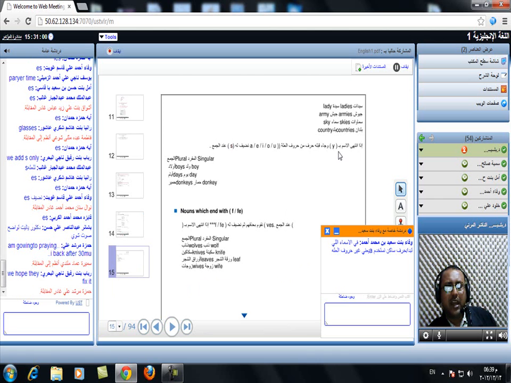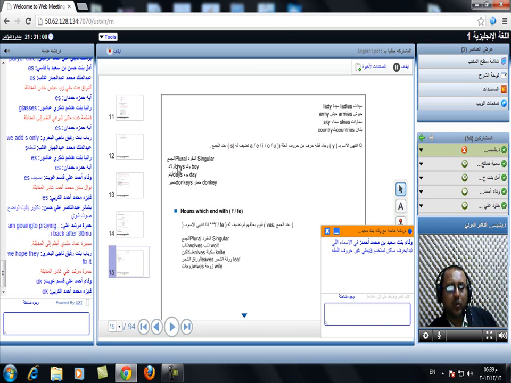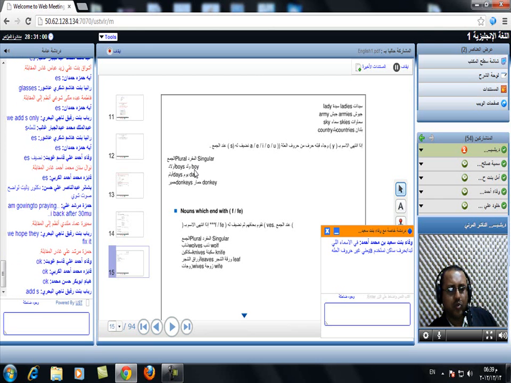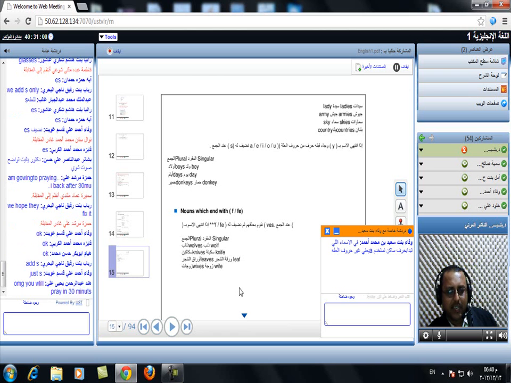But if the noun ends with Y and it is preceded by one of the vowels, no need to change the Y. Like in boy, boys. You know, boy, Y, and it is preceded by O. It is a vowel, so we don't have to change the Y. We have to add only what? S. Yes, very good, Rabab. So just add S, just S. Okay.